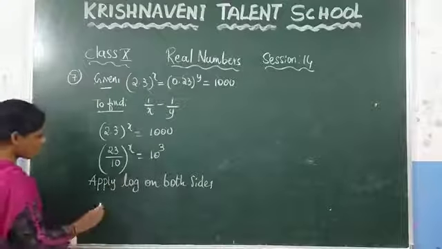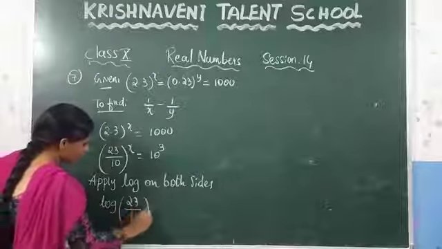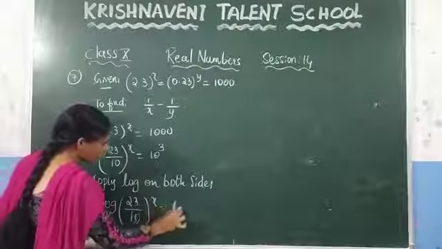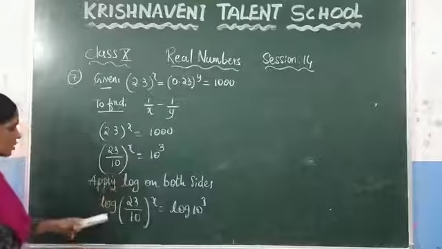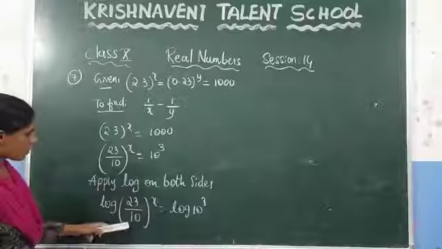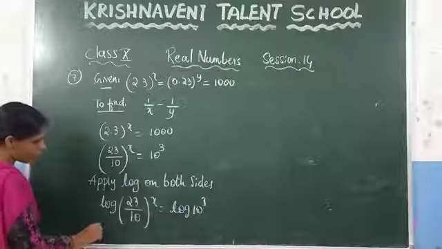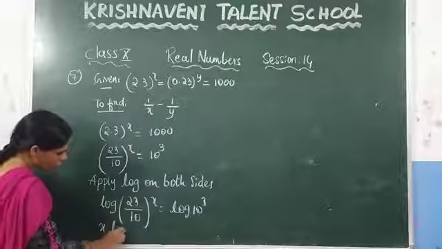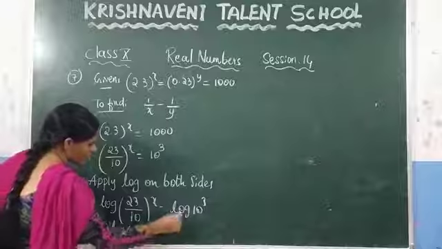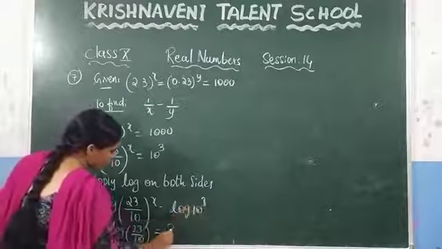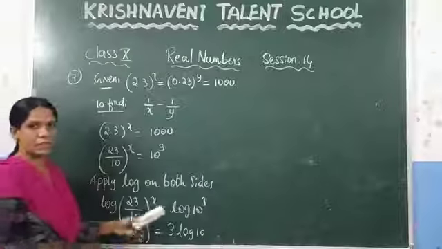Now apply log on both sides. What will we get here? Log (23 by 10) whole power x is equal to log 10 cube. We applied log to this equation, so it is in the form of log x power m. Now you can write this as m log x. So here write x log (23 by 10) is equal to 3 log 10, because you know that log x power m is nothing but m log x.